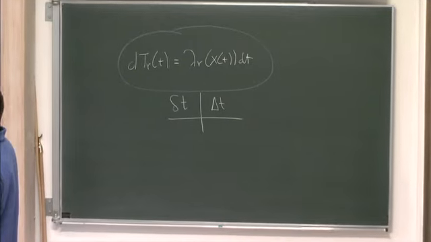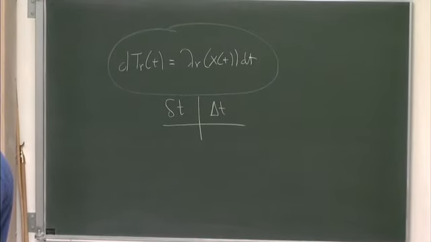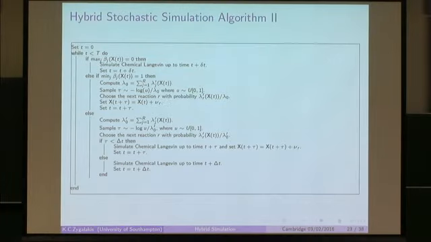I check if all my blending functions are equal to 0, which means that my model is a purely continuous model. So I can simulate the chemical Langevin equation using a macro step delta t. Now if all of my blending functions are equal to 1, that means I have no continuous part, so I do my Gillespie as I would normally do.